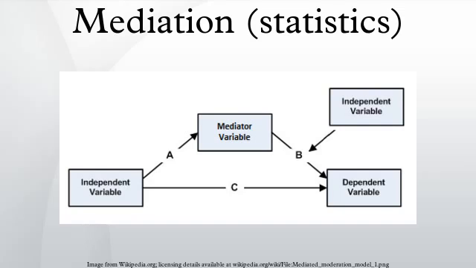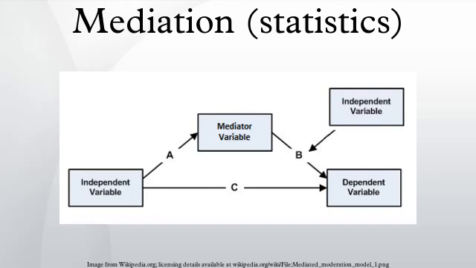The Sobel test is more accurate than the Barron and Kenny steps explained above, however it does have low statistical power. As such, large sample sizes are required in order to have sufficient power to detect significant effects. This is because the key assumption of Sobel's test is the assumption of normality. Because Sobel's test evaluates a given sample on the normal distribution, small sample sizes and skewness of the sampling distribution can be problematic.